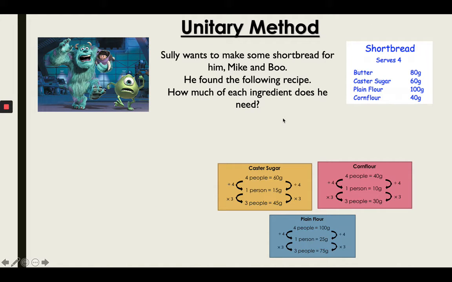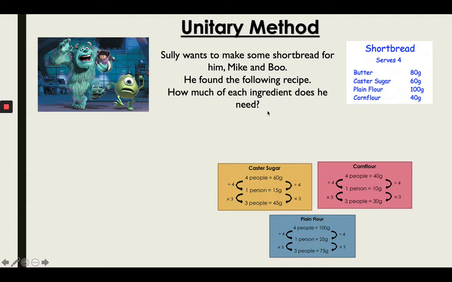Now you'll remember yesterday when we looked at best value, that we found the value of 1 to be able to compare. That's exactly what we do here with this unitary method for recipes, and you have to do it for each ingredient. If he's going to make shortbread for himself, Mike and Boo, that's 3 people, so his recipe serves 4. Okay, so he needs to reduce the amount.